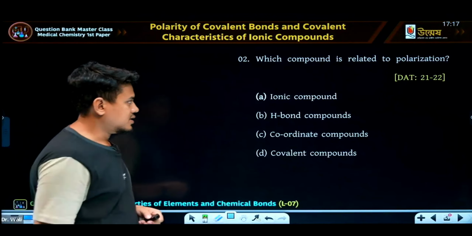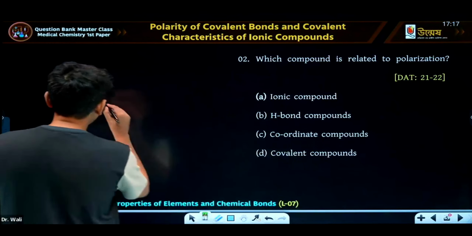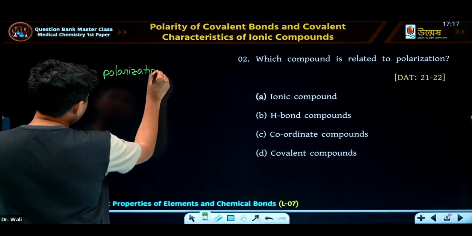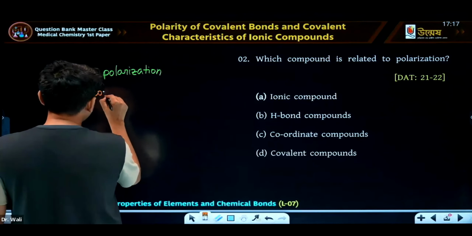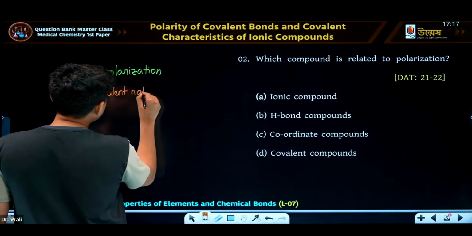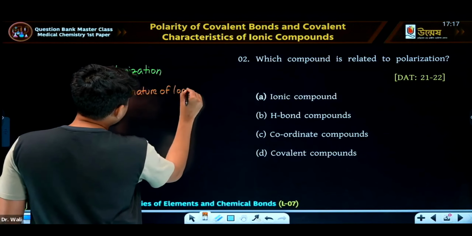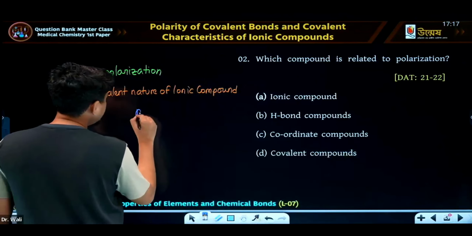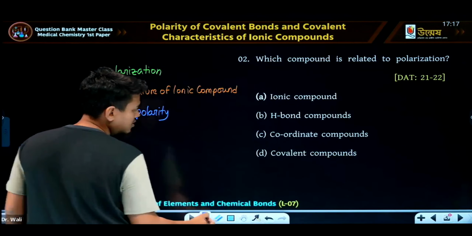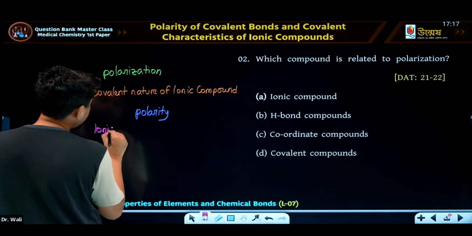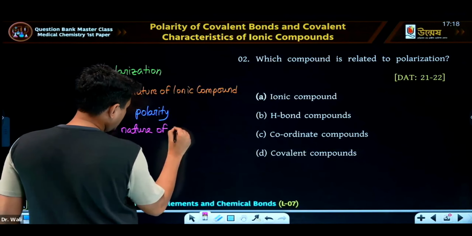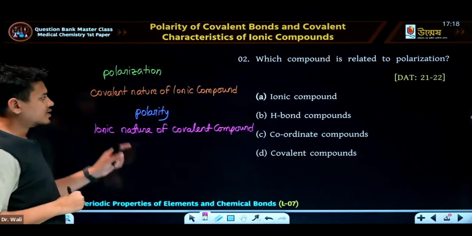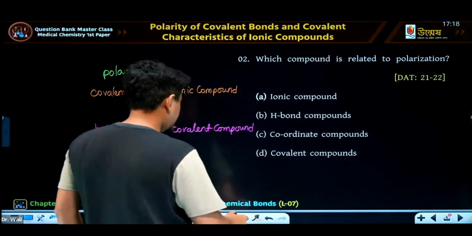Which compound is related to polarization? You should remember that polarization describes the covalent nature of an ionic compound. On the other hand, polarity represents the opposite, which is the ionic nature of a covalent compound. Okay, so which compound is related to polarization?